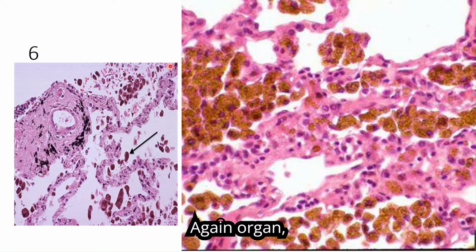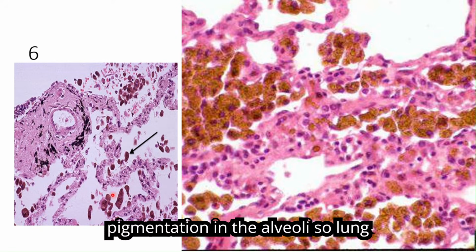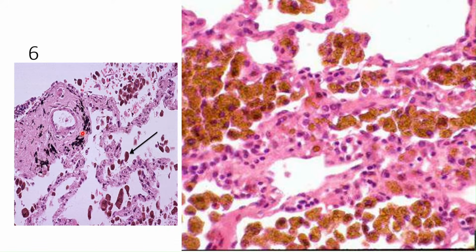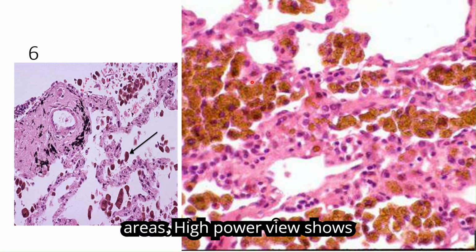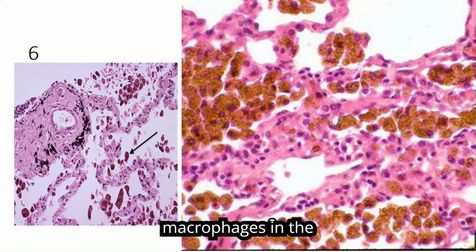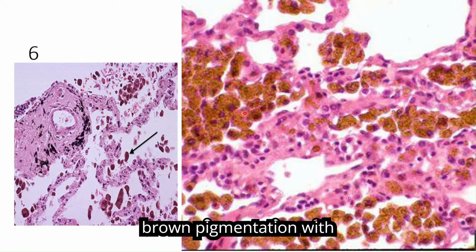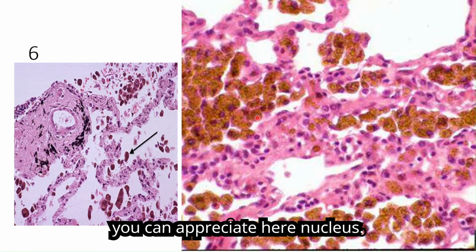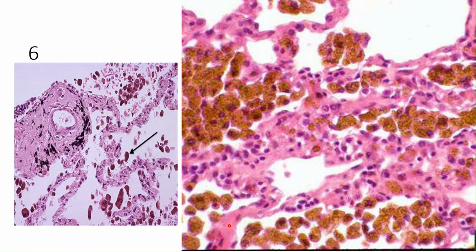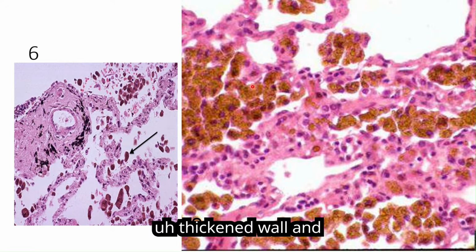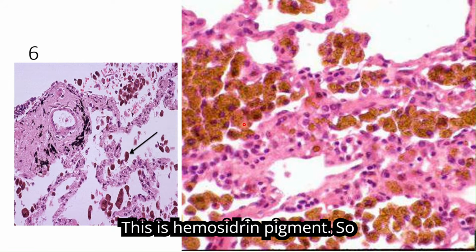Again, organ: alveoli, brown pigmentation in the alveoli. So lung with black anthracotic pigment in some areas. High power view shows macrophages in the alveoli containing brown pigmentation, with, you can appreciate here, the nucleus. Surrounding alveoli has a thickened wall, and this is hemosiderin pigment.